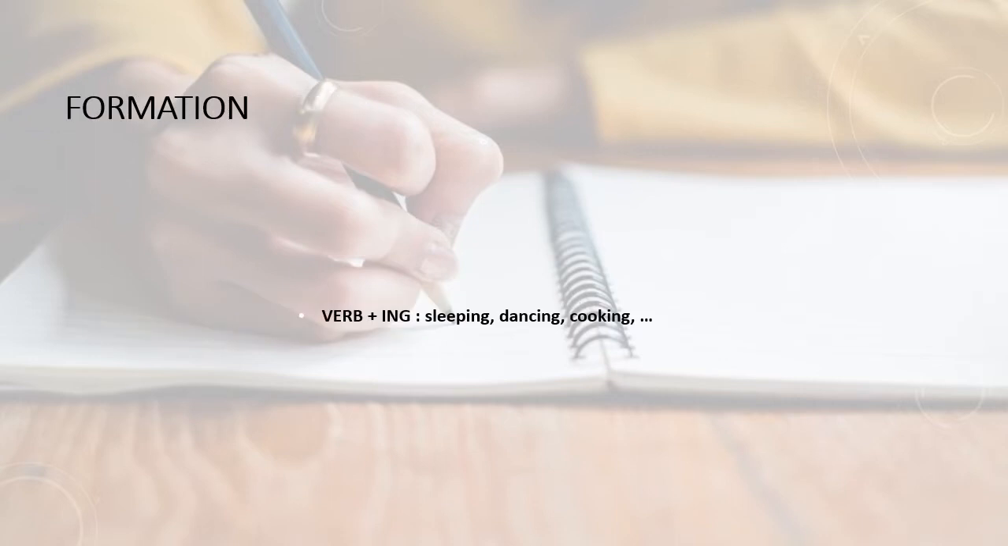How is a gerund formed? Well, you take your verb and you place ing at the end of your verb. For example, sleeping, dancing, cooking. This is not very hard to do.